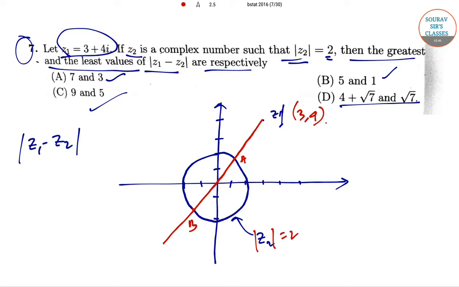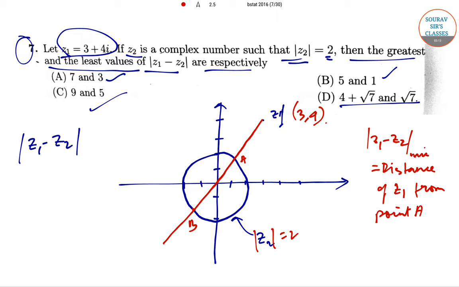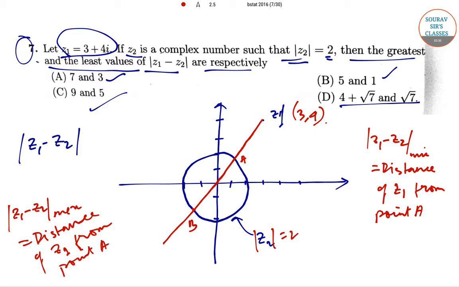So the least value of mod of Z1 minus Z2 will be given by the distance of Z1 from A. This will be the distance of Z1 from point A for the minimum value, and for the maximum value, Z1 minus Z2 maximum is equal to the distance of Z1 from point B. So on the line which passes through Z1, we get a diameter, and the point on that diameter which is nearest to Z1 gives us the least value, and the point which is farthest from Z1 gives us the maximum value. This is what the basic concept is.